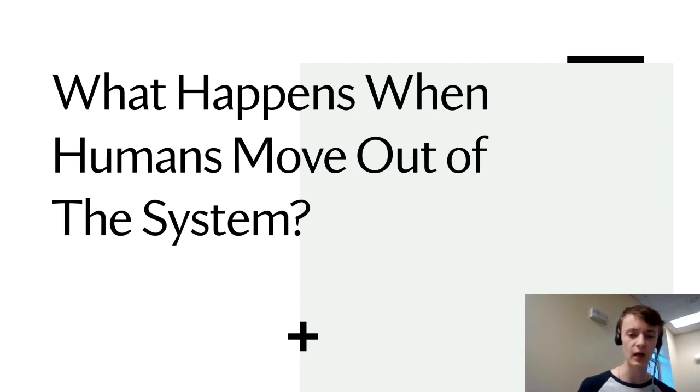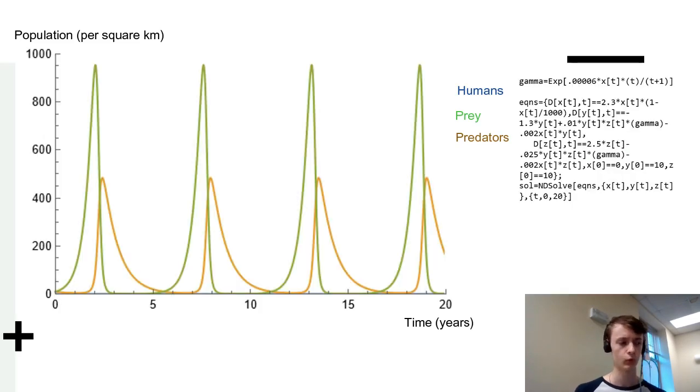What happens when humans move out of a system? When humans leave a system, our model returns to a standard predator-prey system. Note that the peaks reached by the prey and predator species are higher and the periods are shorter, in this case by a ratio of roughly 4:3.